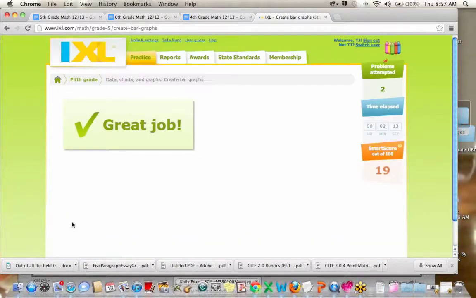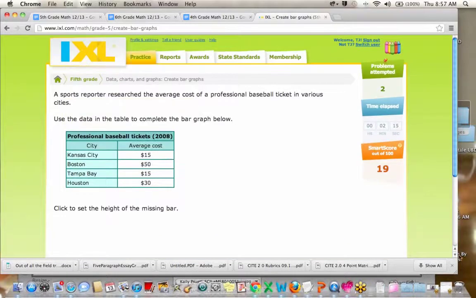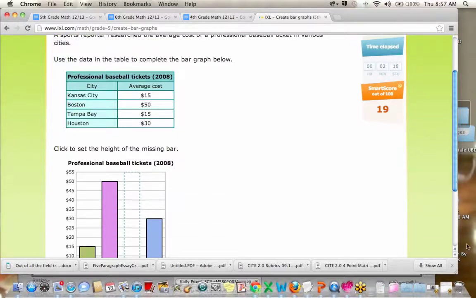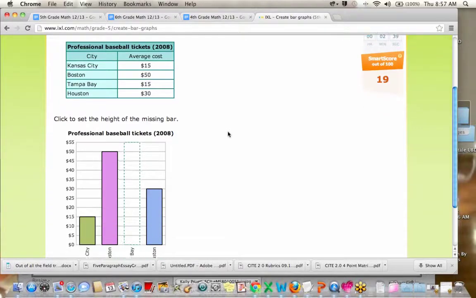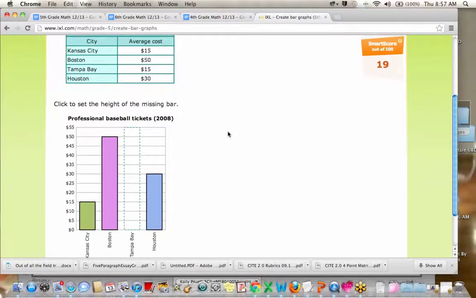Awesome. Okay, let's do one more. They're getting a little harder each time. A sports reporter researched the average cost of professional baseball tickets in various cities. Use the data in the table to complete the bar graph below. So we have Kansas City, Boston, Tampa Bay, and Houston. So this is the average price of a ticket. So it looks like Boston's pretty expensive. How much is the cost of an average ticket in Tampa Bay? $15. Perfect.